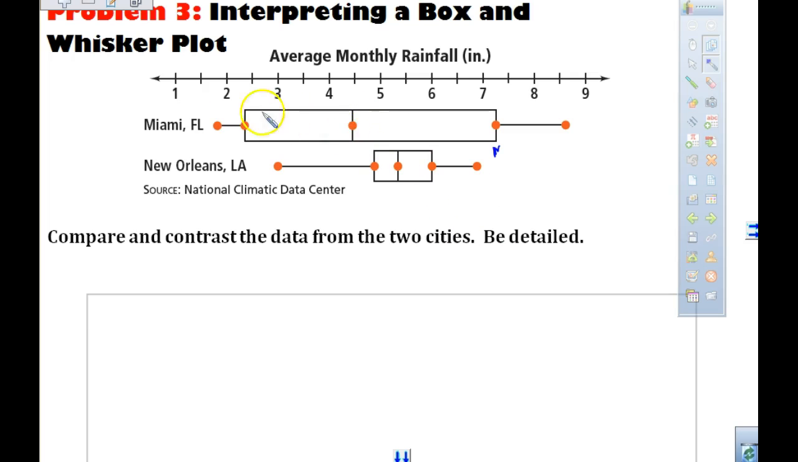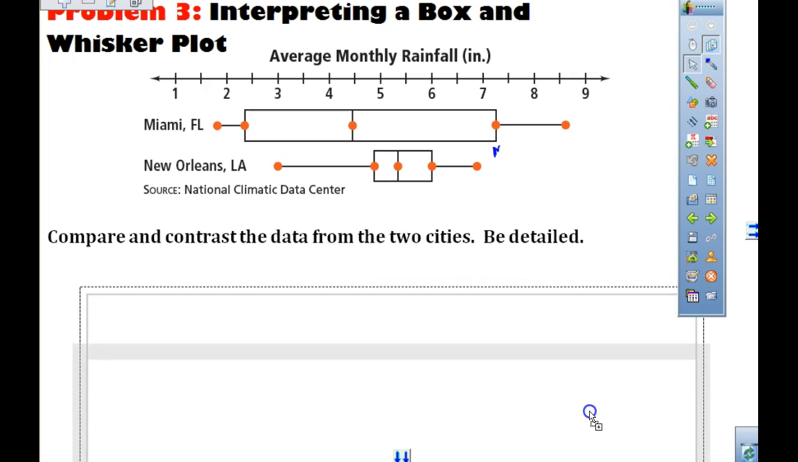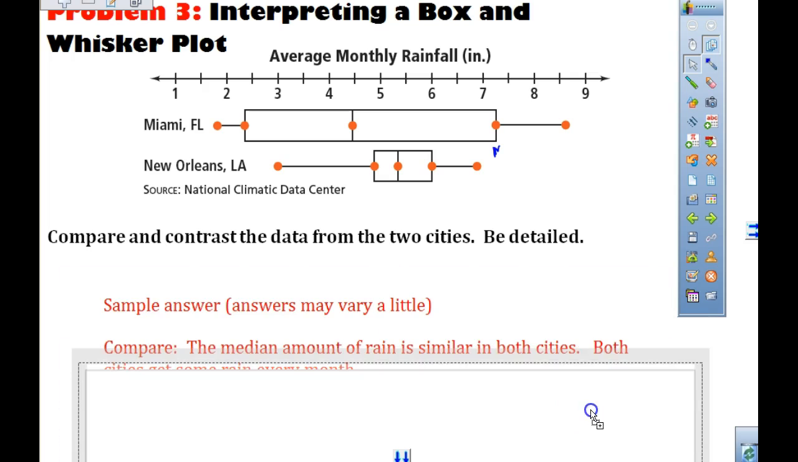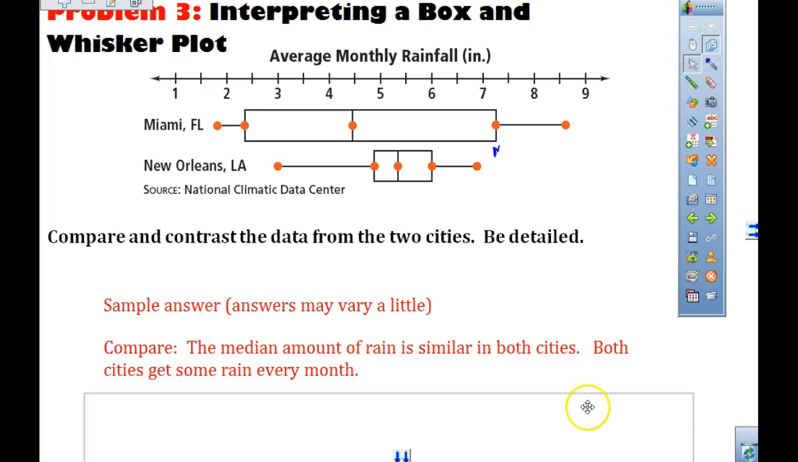So if we want to look at that, we want to think of some statements that we're going to make. So I'm going to give you an idea if we're starting out. This is kind of a sample. We might say something like, the median amount of rain in both cities is similar. We had here about 5 in New Orleans, or maybe less than 5.5.